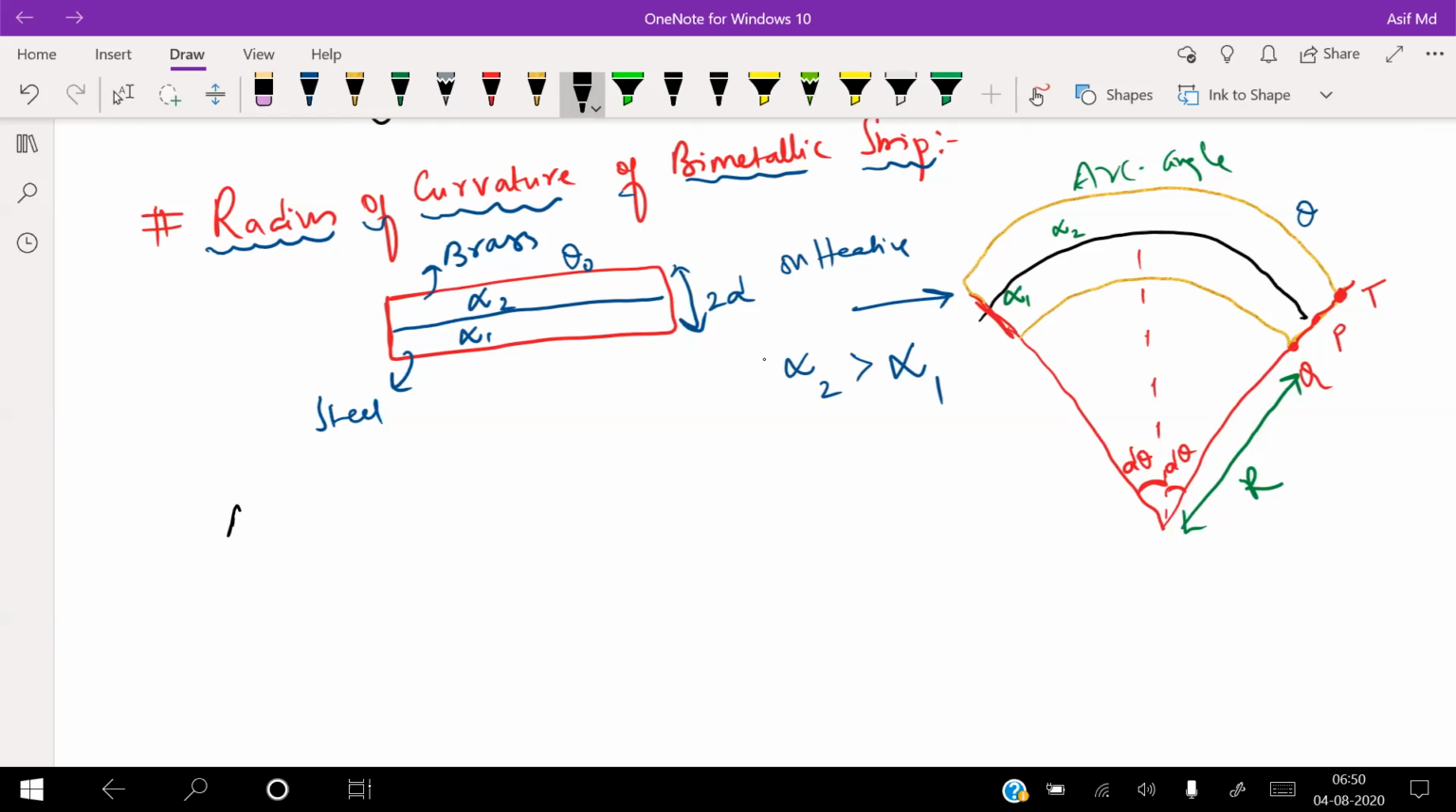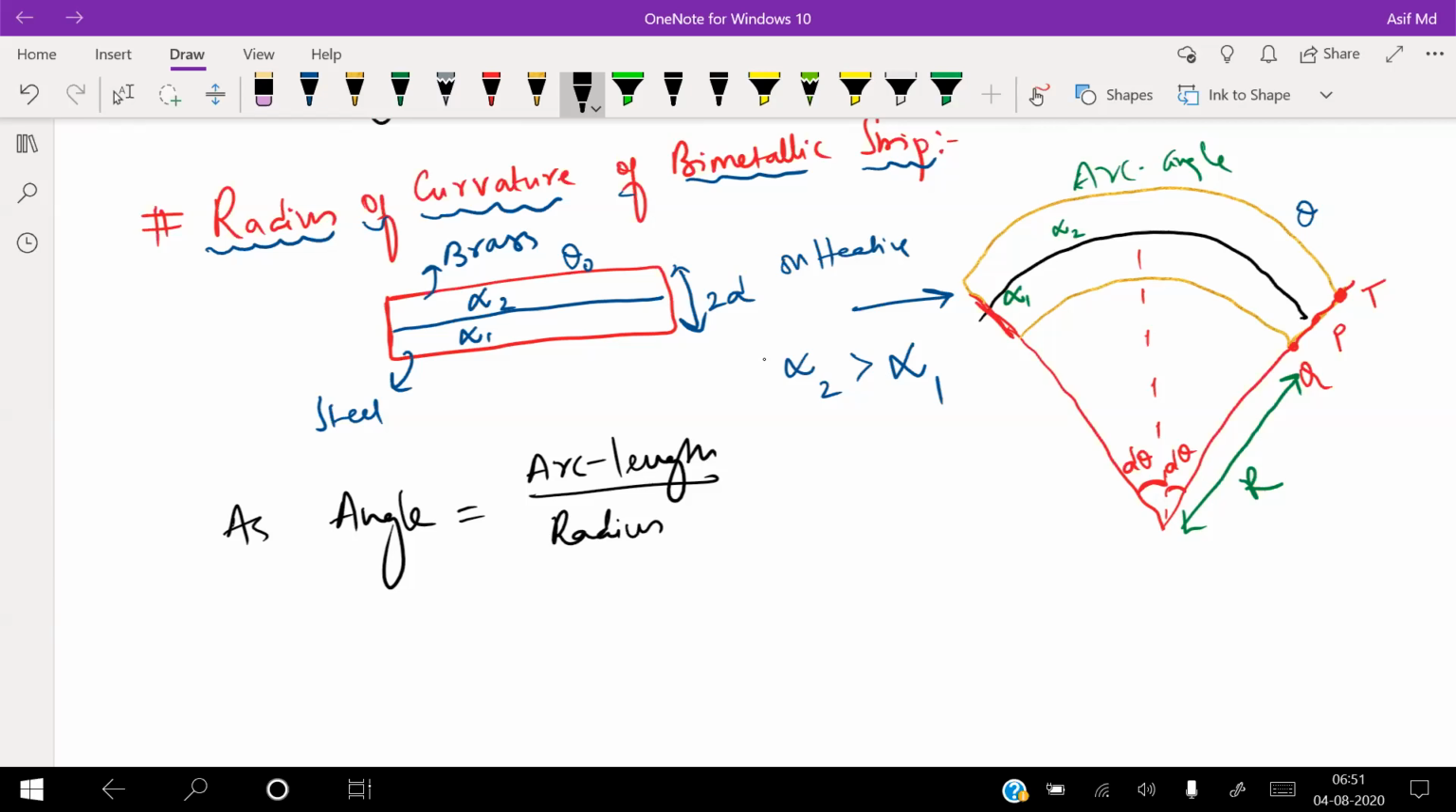Now see, in your maths you might have learned, angle is always equal to arc length by radius. Theta is equal to arc length by radius, isn't it? Arc length by radius.